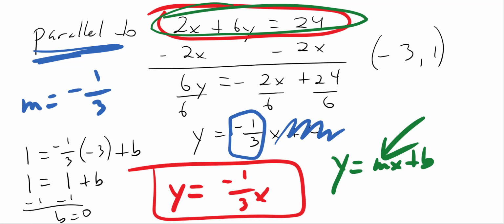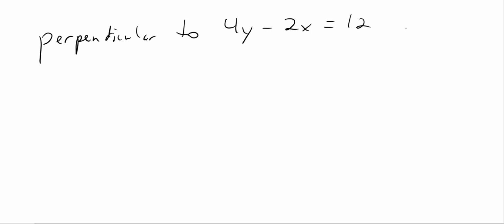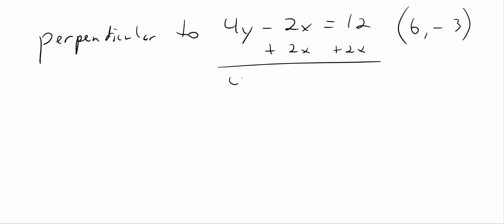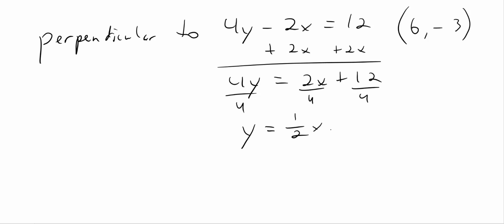Okay? All right, so let's do another example here. I'm going to say it's perpendicular to 4y minus 2x equals 12. And this one goes through the point (6, -3). Okay, solve for y. So I'm going to add 2x. So you get 4y is equal to 2x plus 12. Divide by 4. So y is equal to 1/2. 2 over 4 is 1/2. 1/2 x plus 3.